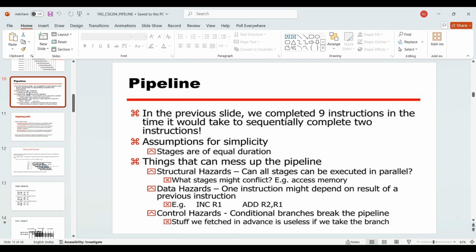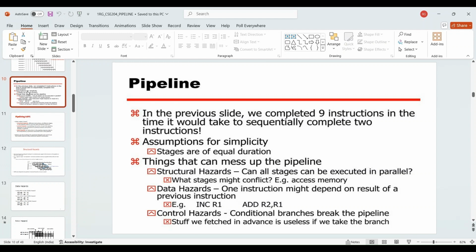But this structural hazard can be avoided by improving the hardware. Make the memory double ported so that two reads are possible at the same time. So that is one solution.